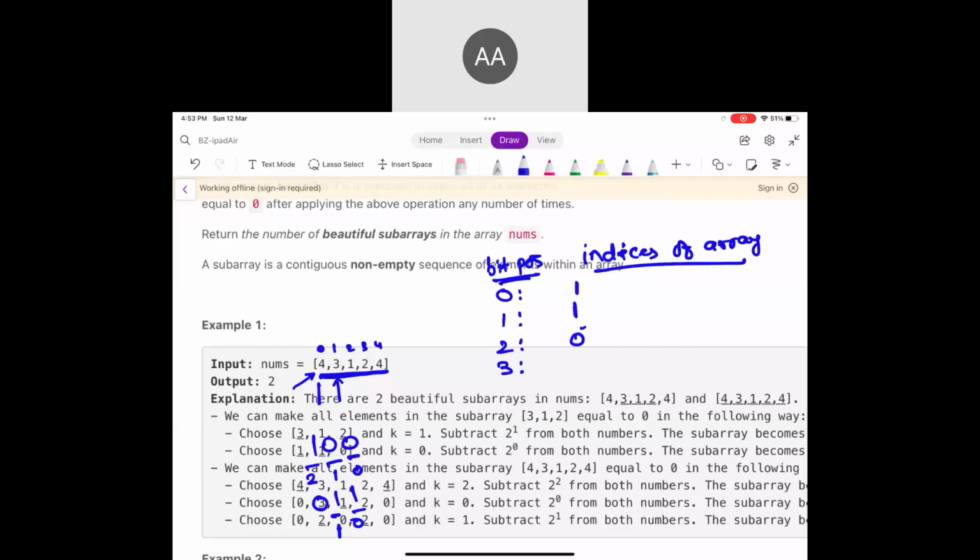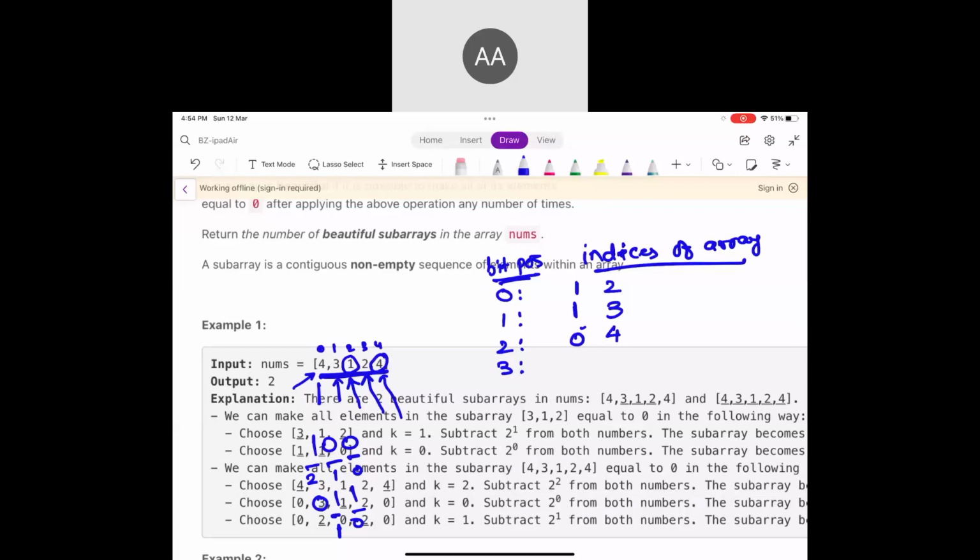Now same way, which bit positions are set in index 2? In number 1, 0th bit is set. So index 2 has only 0th bit set. Index 3, value 2, has which bit set? First bit set. So index 3 has first bit set. What about index 4 value? Whatever is the value at index 4, which bits are set there? Okay, second.